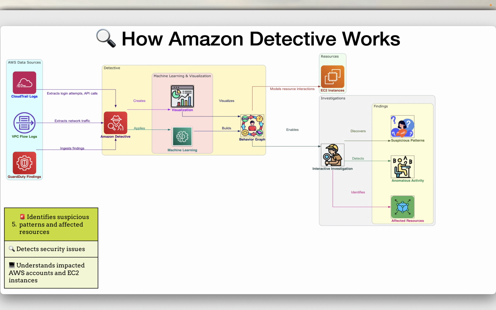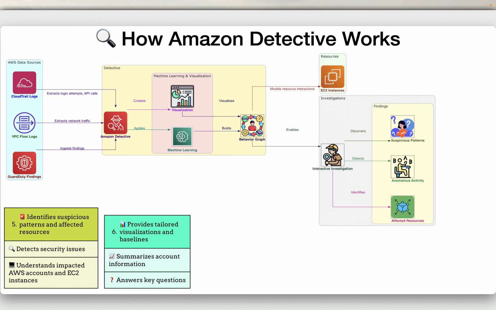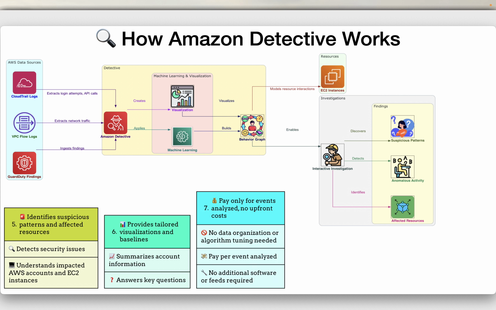Detective helps identify patterns that may indicate a security issue and understand all of the resources affected by a finding, such as AWS account and Amazon EC2 instances. Detective's tailored visualizations provide a baseline for and summarize the account information, helping answer questions such as, is this an unusual API call for this role, or is this spike in traffic from this instance expected? With Detective, you don't have to organize any data or develop, configure or tune your own queries and algorithms. There are no upfront costs and you pay only for the events analyzed, with no additional software to deploy or other feeds to subscribe to.